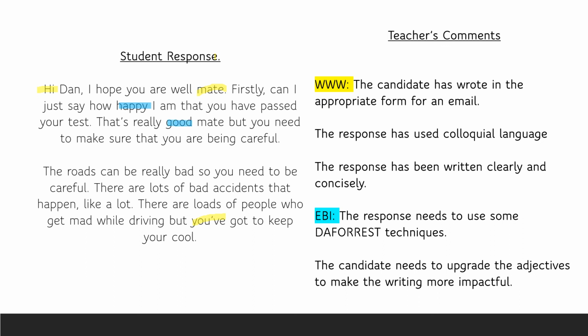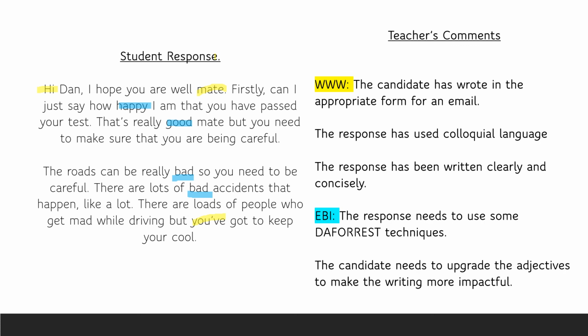Amazing, wonderful, brilliant. Anything like that would have been a better adjective. The roads can be really bad. Again, we want to avoid just basic, obvious adjectives. Good, bad, happy. These are all very juvenile words that we need to think about upgrading. There are a lot of bad accidents. Again, bad is used again.